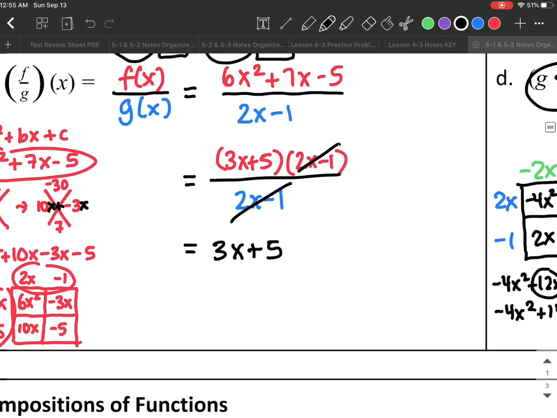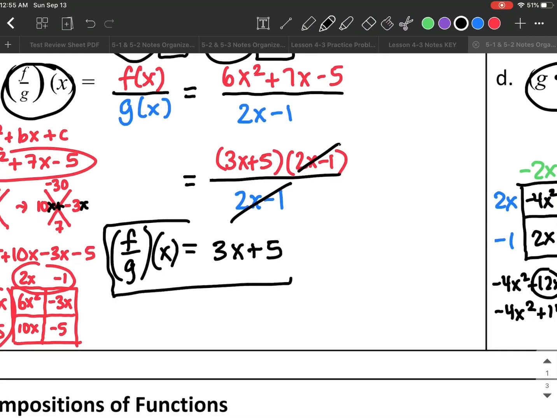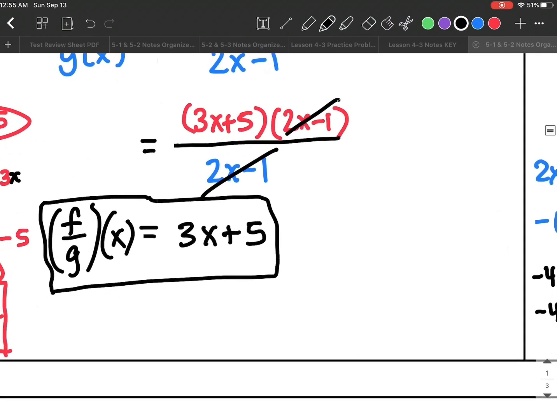And I'm just going to rewrite what I have up here. It's just f divided by g of x is equal to this. That's my final answer. And then I want to talk about what that looks like. Well, if I say y equals mx plus b form, y equals 3x plus 5. I know that's y equals mx plus b form. So it's a line.